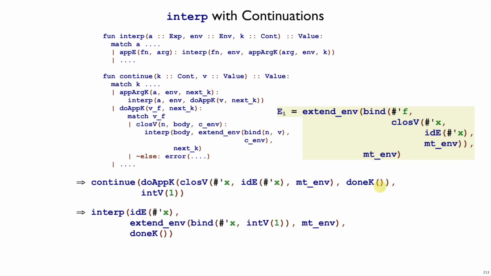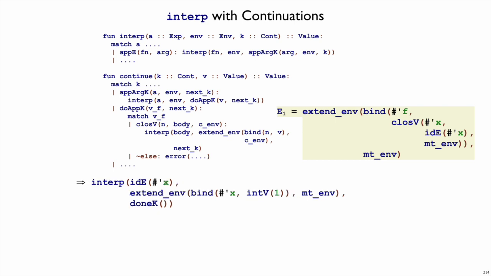And then we have the rest of the continuation, done k. When we interpret id e x, we will find it in the environment. We will get an int v1 from the environment. We can continue with the done k, and that means we get 1 out at the end, which is what we expected, starting out with f applied to 1, where f is bound to the identity function.